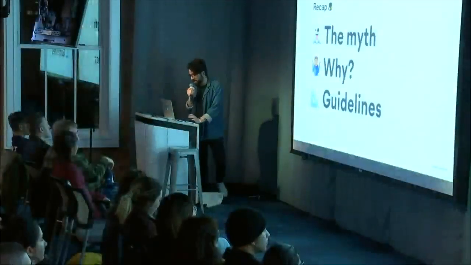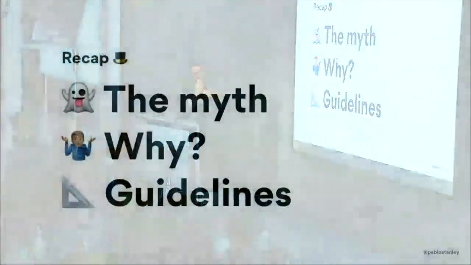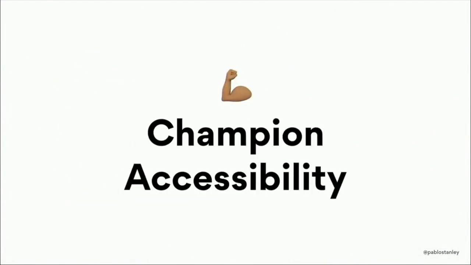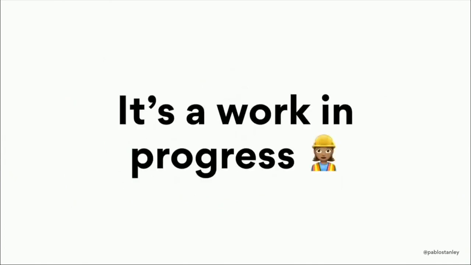And that's it. Conclusion: 7 guidelines that will help you make your work a little bit more accessible. Hopefully, with the recap, you see that there's a myth. You understand why you go with your team and tell them, guys, we can do this. You can champion accessibility and understand that it's a work in progress. It's something that I'm still learning, and I invite you to learn yourselves.